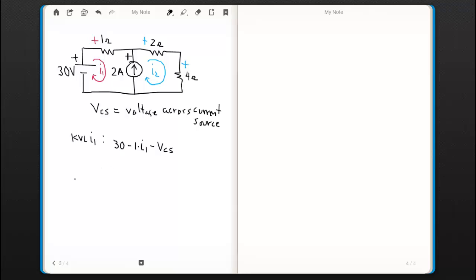Okay, so that's my KVL for I1, and then KVL for I2 is I'll have VCS, voltage across the 2 amp current source, then I'm going to have minus 2I2, and then minus 4I2. Oh, and I forgot to have this summing to 0 here, right? Because KVL sums to 0.